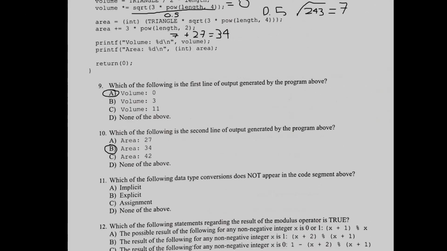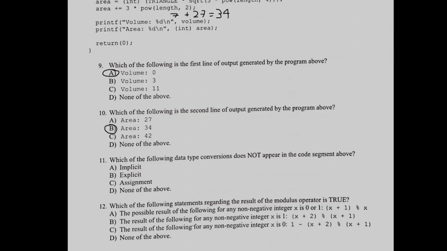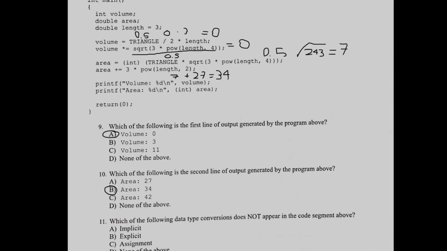All right, moving on to question 11. Which of the following data type conversions does not appear in the code segment above? So the first one, implicit. Do we have any implicit data type conversions? And the answer is yes. In the first line, we're changing triangle, which is a float, to an int by dividing it by an integer. So that's an implicit data conversion.